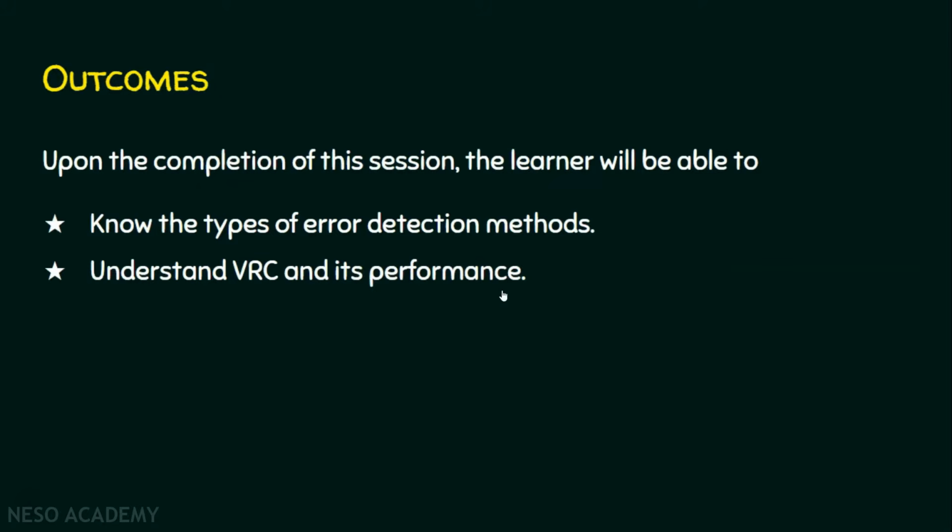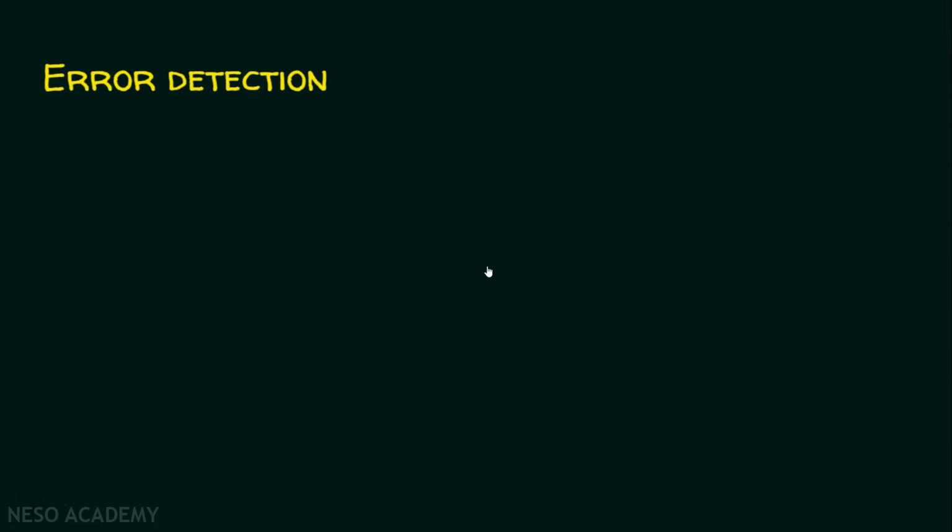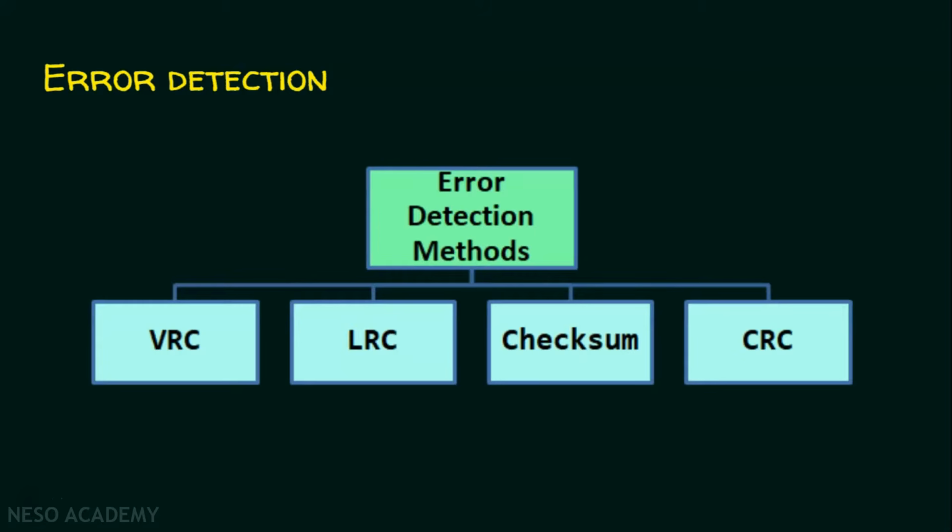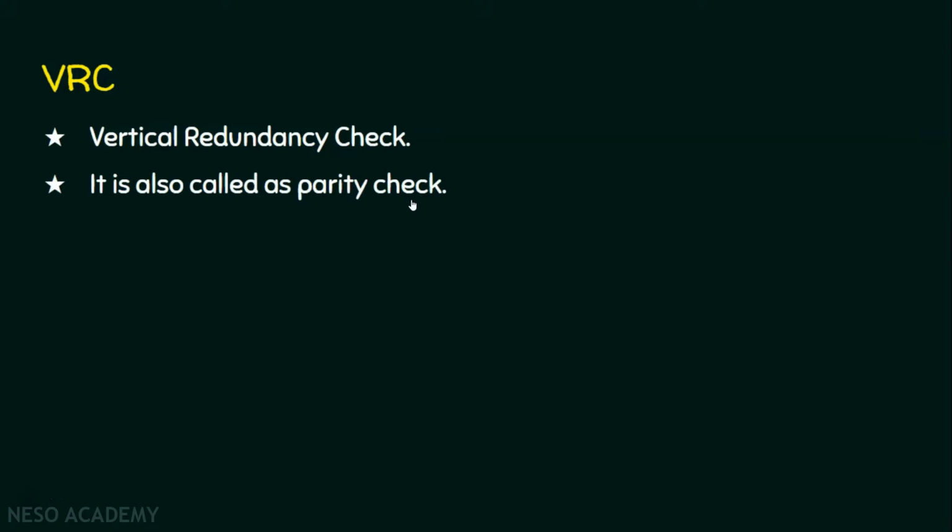Let's start the session by knowing the various error detection methods. We are going to address 4 error detection methods, and they are VRC, LRC, checksum and CRC. Let's focus on VRC in today's session. VRC stands for Vertical Redundancy Check. It is also known as parity check. We will see what a parity check is with an example.